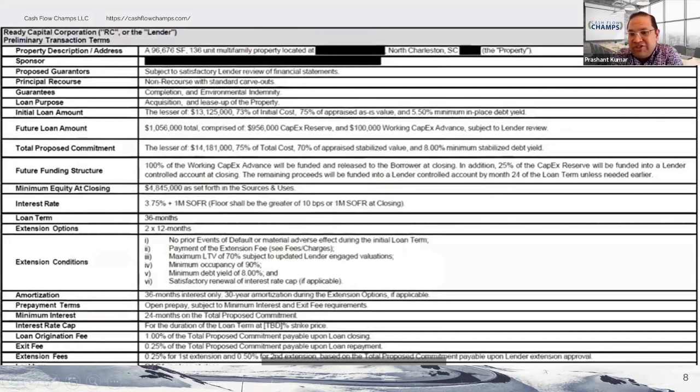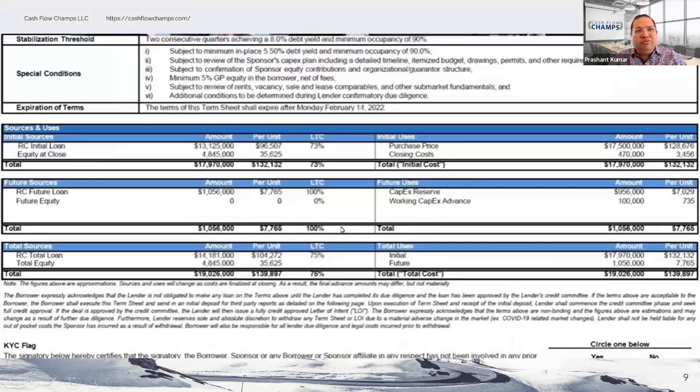Then there are exit fees and extension fees. So these are terms after terms on these lending term sheets. Hopefully it is making sense. If there are any questions, please let me know. And they have special conditions. They want subject to minimum in-place debt yield, occupancy of 90%, subject to review of the sponsor capex plan. So they look at each and everything: detailed timeline, itemized budgets, drawing permits, subject to confirmation of sponsor security contribution, minimum 5% GP equity from the borrower, net of fees.